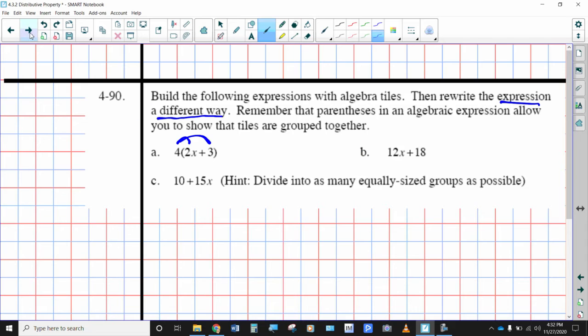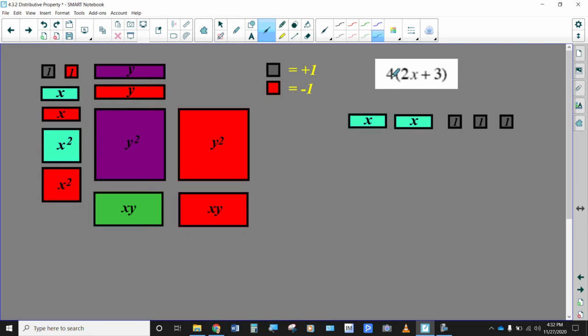Okay, so let's start with 4 times (2x plus 3). I started by building the expression that's inside the parentheses. We've got 2 x's plus 3 1s. And now this is saying, let's have 4 of those, okay? So do we want 4 of the 2 x's or 4 of the 3's?